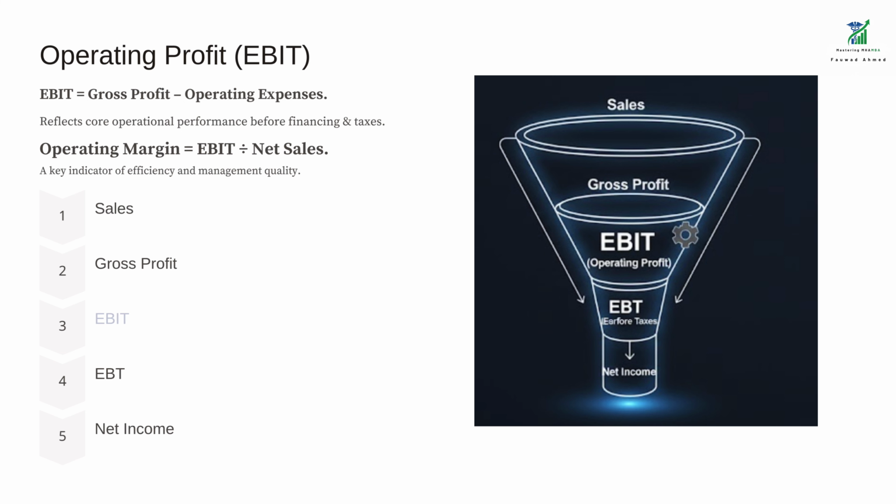This ratio reveals how much of every sales dollar remains after covering all operating costs like salaries, rent, marketing, and depreciation. A higher operating margin means the company runs efficiently and controls its costs well. A lower margin may indicate rising expenses or pricing pressure. It's one of the best indicators of how strong or weak a company's core operations really are. It shows the company's ability to turn sales into profit before external factors like interest and taxes are considered.